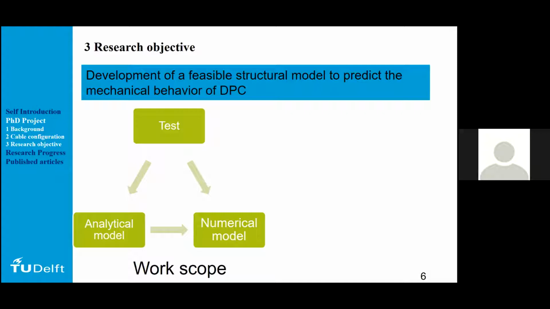The test is used to validate the analytical model and the numerical model. The analytical model will help us to simplify the model in a reasonable way, and the analytical model will be put into the numerical model. At the last, the numerical model will give the mechanical behavior of the cable, for example, the stiffness of the cable, as well as the stress and strains of the main components inside the cable. For example, the stress of the helical wires. That is what we need to pay attention to.